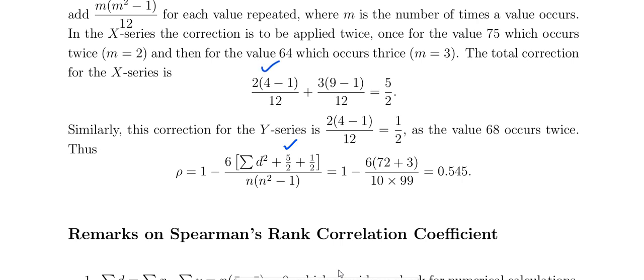For the X series, you can see 2 values are repeated, actually 68 something and 64. So m is 3 here, and m is 2 here. So calculate both, add them, and add to summation d square. And in the Y series, one value is repeated 2 times, that is 1 by 2. This also has to be added. So that is the formula. So this is the rank correlation for the repeated values. For the repeated values, this has to be added. This is called the correction factor.